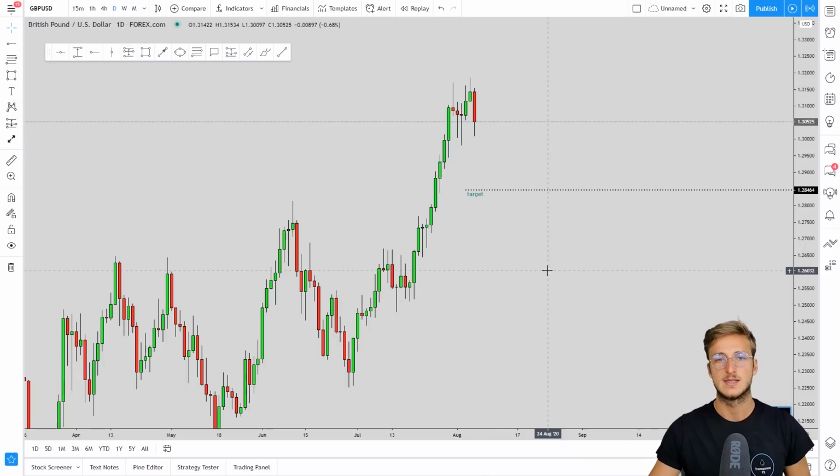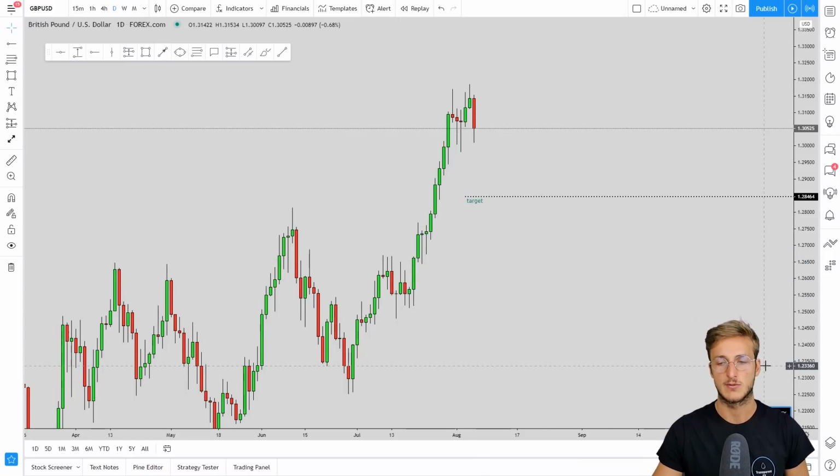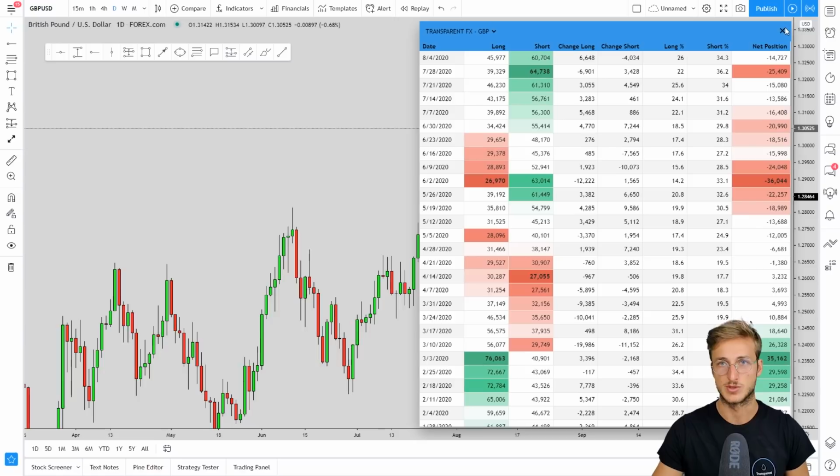Now let's go and see where the structure is on the daily time frame, and then we will see what we have from a COT perspective.